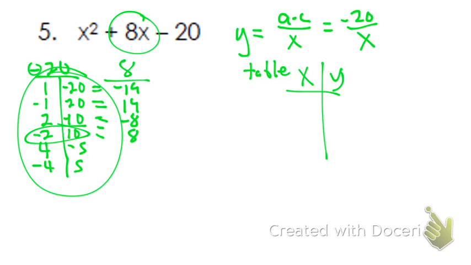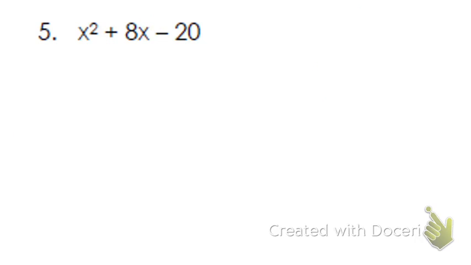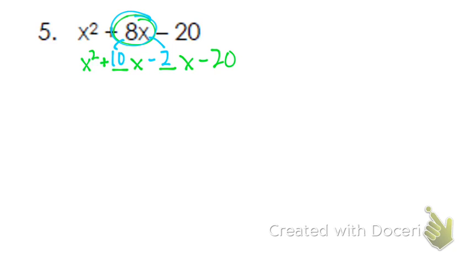Okay, so I'm going to rewrite this. So I have negative 2, positive 10. I'm going to clear my screen. So I'm rewriting this. I have x squared plus blank x minus 20. So what goes in the blank? We need to remember, make sure you put the x's in there. That's going to be positive 10 and negative 2. So I'm rewriting this, and if I add those together, I get the same thing.